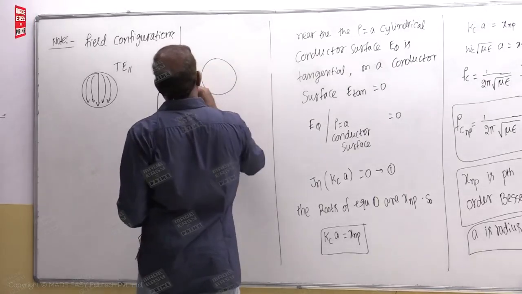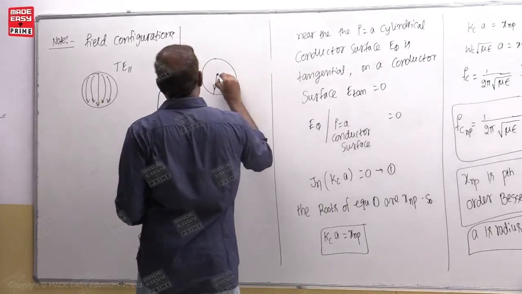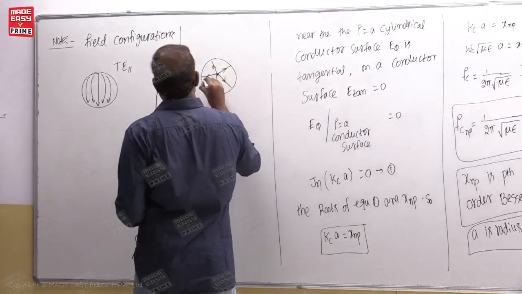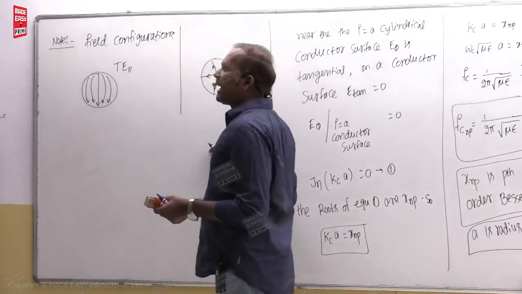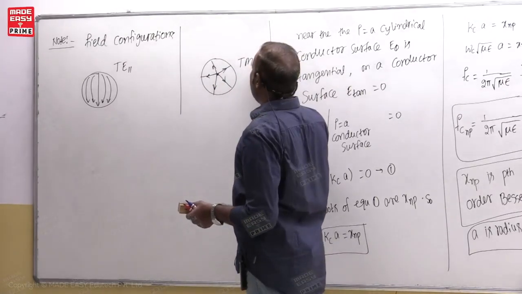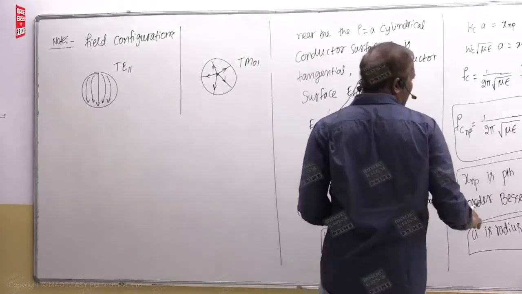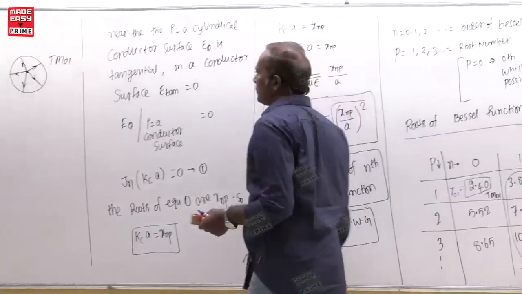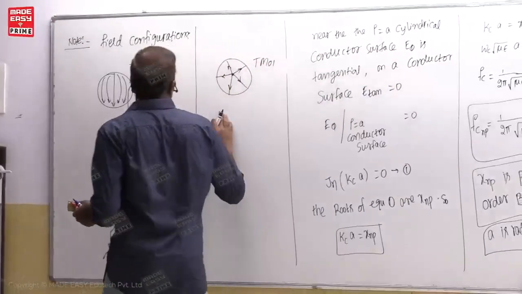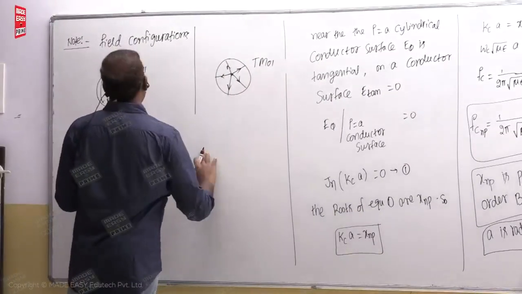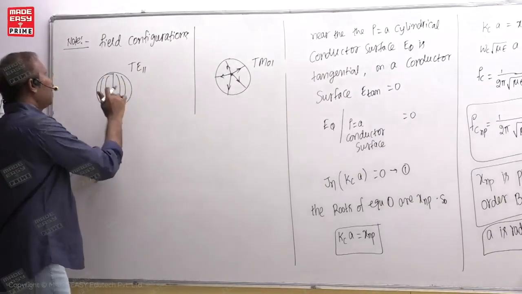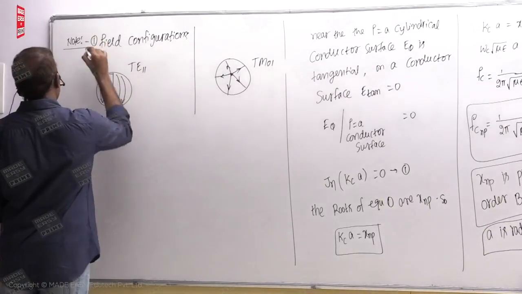Then this is circular waveguide. If field lines are like this, like a cycle wheel spokes, like this, this is the TM01 mode. That is the dominant mode here, TM01 mode. These two things you remember, that is more than enough. So if they give diagram like this, that is TM01 mode. If they give diagram like this, that is TE11 mode, you remember. So this is one note.